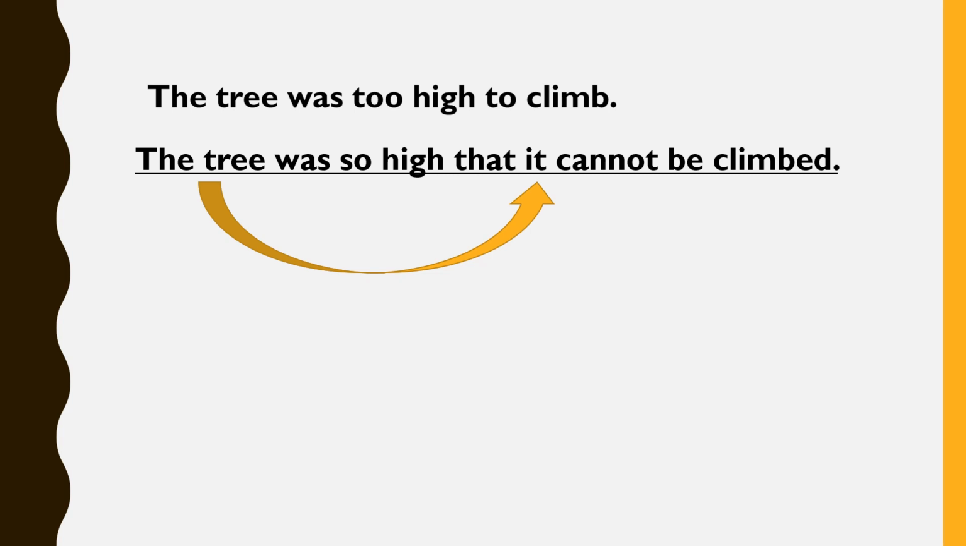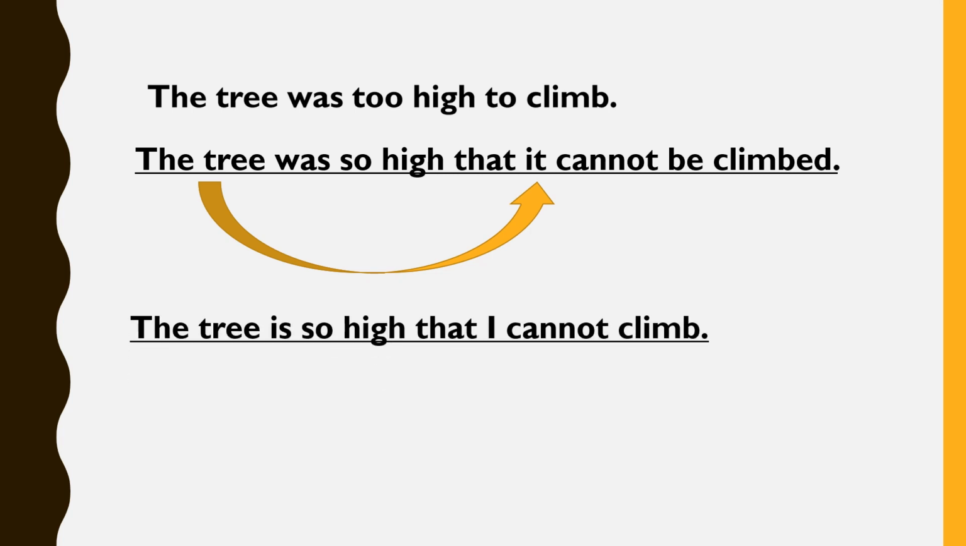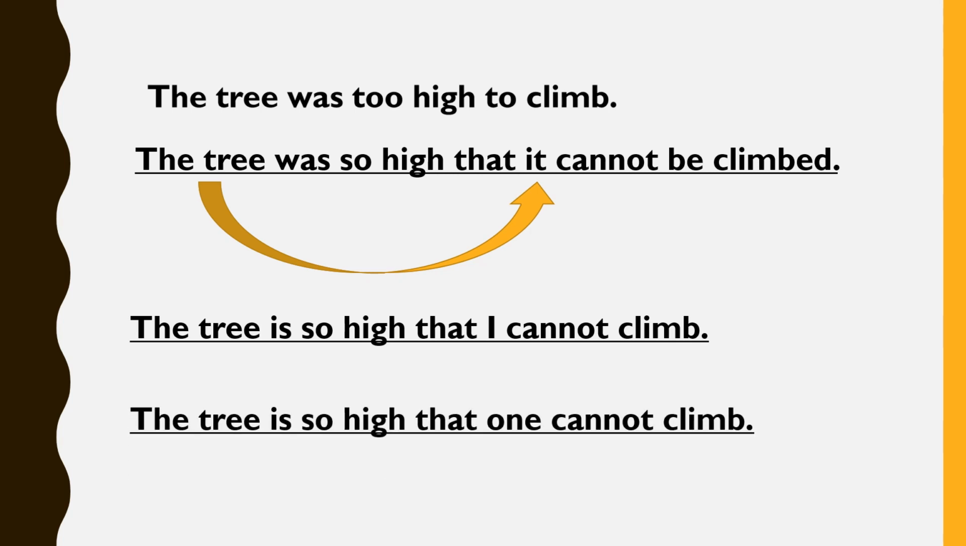Another example. The tree was too high to climb. When we remove "to" and change, our sentence will be, the tree was so high that it cannot be climbed. We can also write the sentence like this. The tree is so high that I cannot climb, by using the pronoun I. Or we can write in this manner also. The tree is so high that one cannot climb.